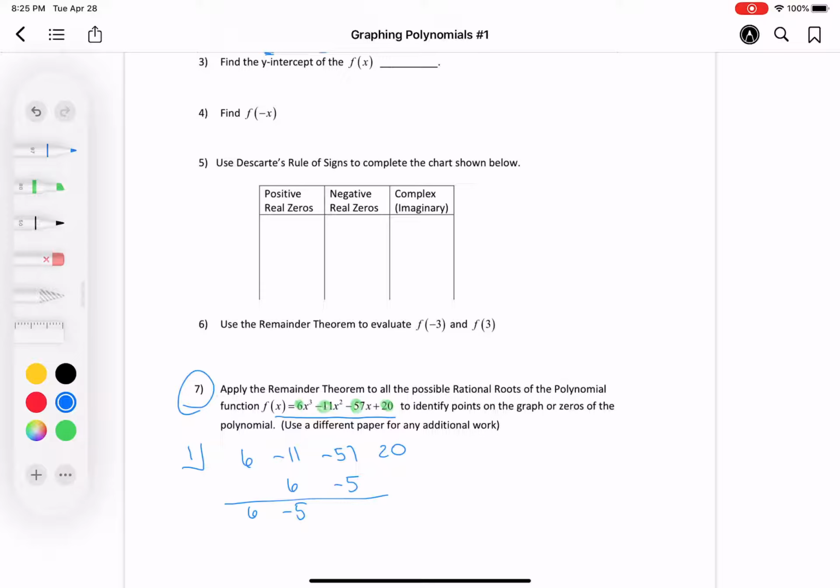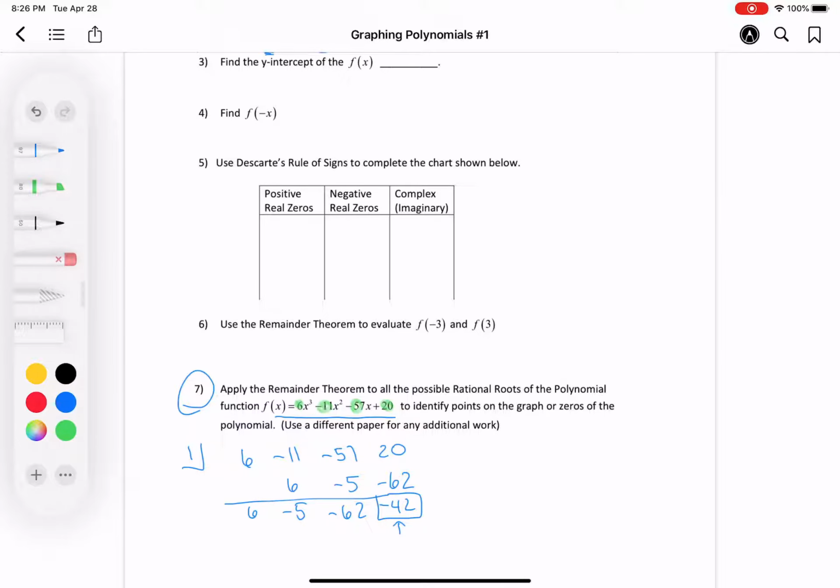-57 and 5 is -62. -62 times 1 is -62. I add those two together. -62 plus 20 is -42. So this is not a root, because this is a -42. But this is actually the ordered pair 1, -42.